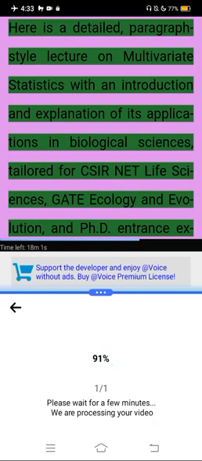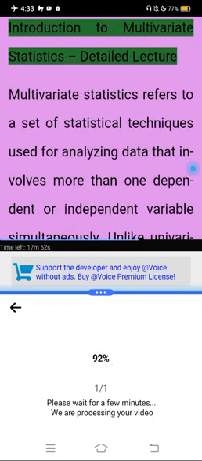Here's a detailed, paragraph-style lecture on multivariate statistics with an introduction and explanation of its applications in biological sciences, tailored for CSIR NET Life Sciences, GATE Ecology and Evolution, and PhD entrance exams. Introduction to multivariate statistics, detailed lecture.